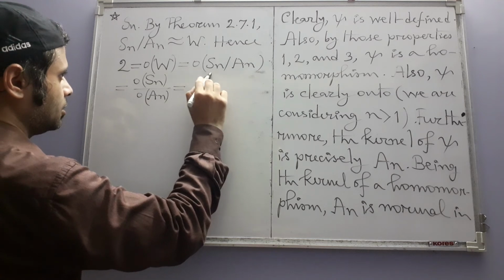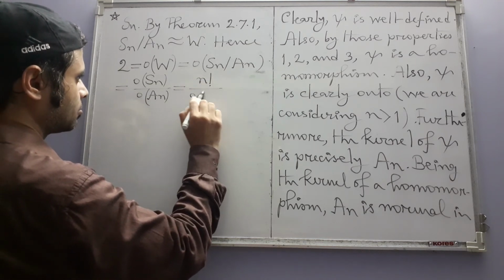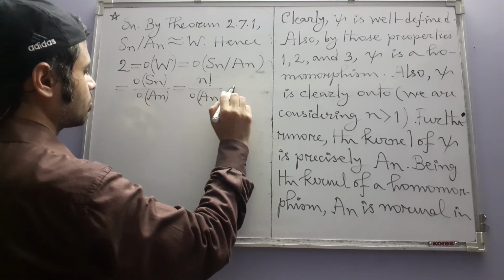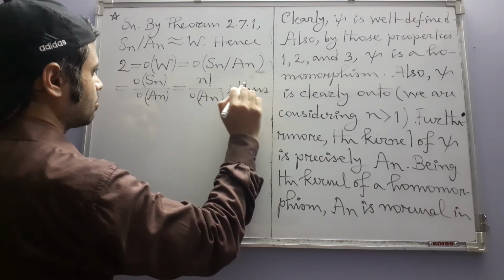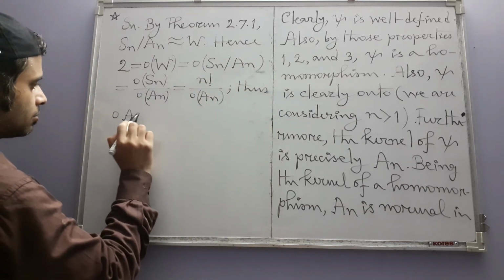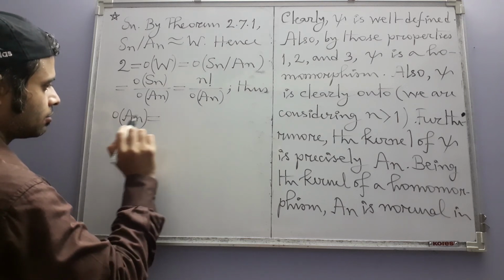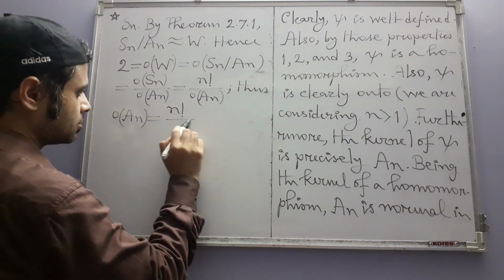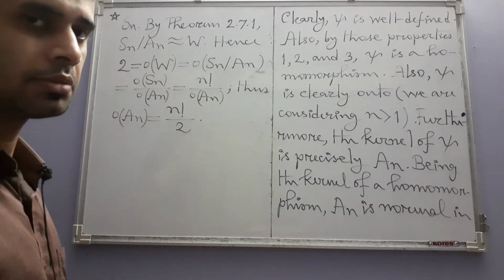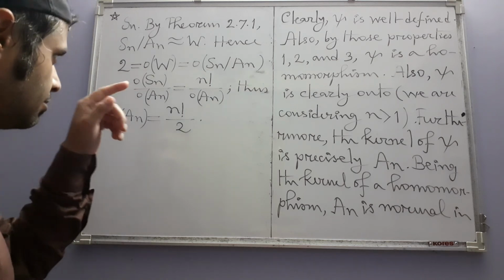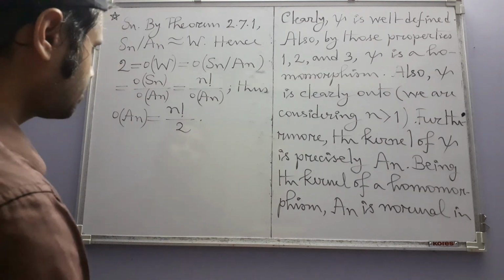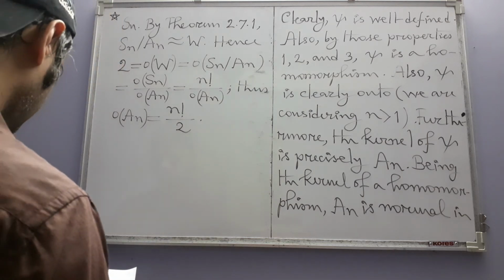This numerator, we know to be n factorial. Thus from these equations we ultimately get the fact that the order of An is half of the order of the original symmetric group Sn, and that is why An is a normal subgroup of index 2 in Sn. And this is our final conclusion.